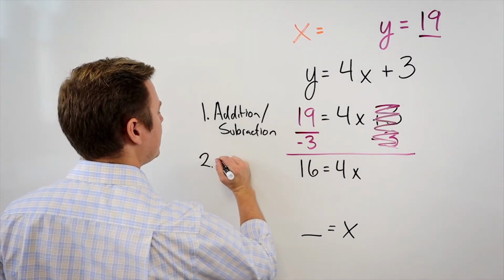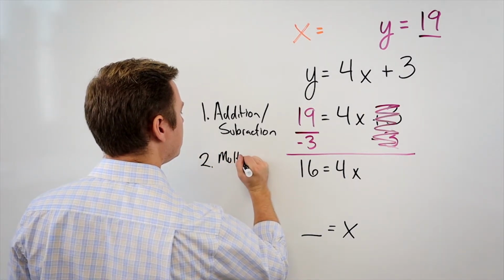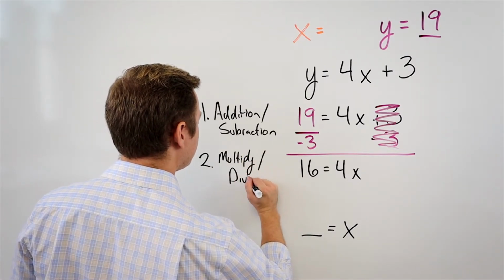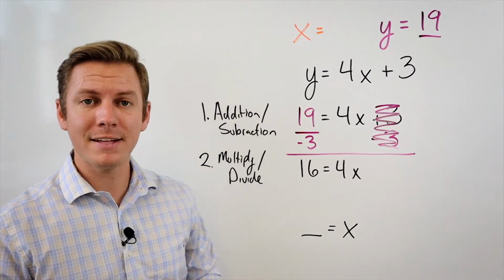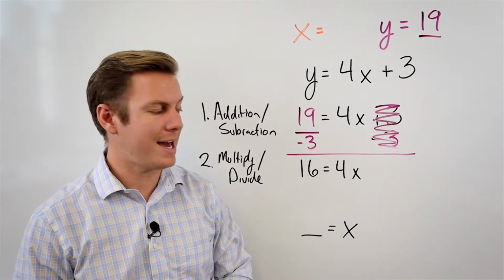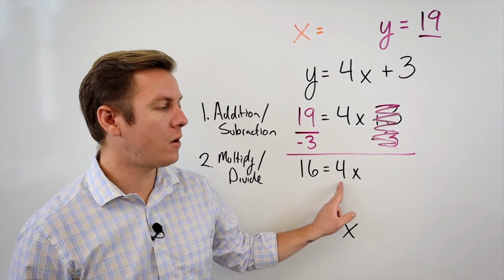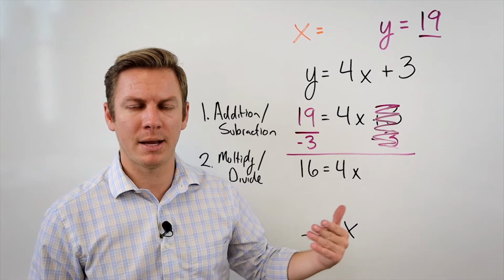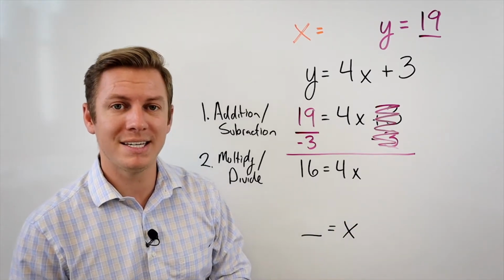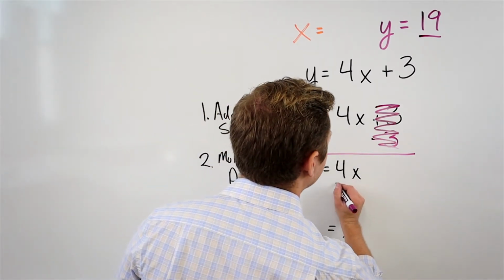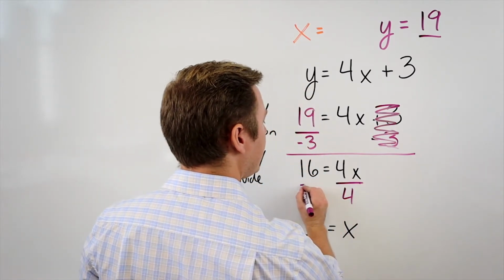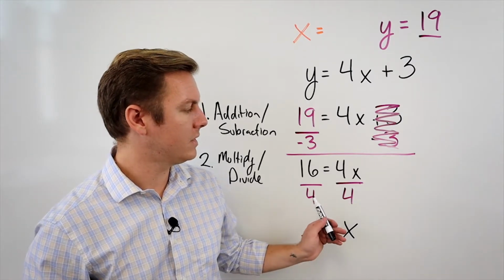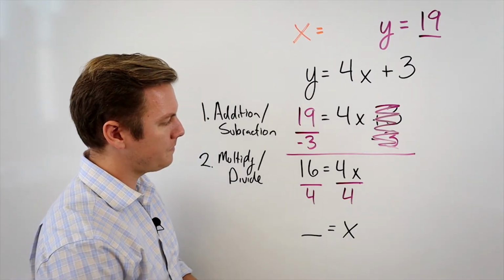Our second step is then to multiply or divide. And again, that's going to depend on what's actually happening to the x. In this situation, we have 4 multiplied by x. So what's the opposite of multiplying by 4? The opposite of that is going to be dividing by 4. We're going to divide this by 4, and once again, we need to make sure to maintain that balance, that equilibrium, so we divide both sides by 4.